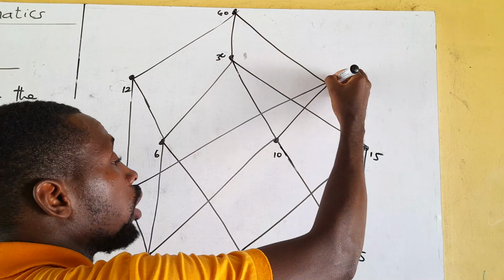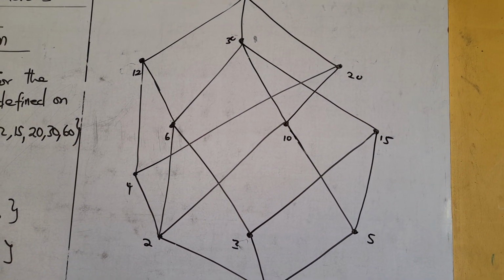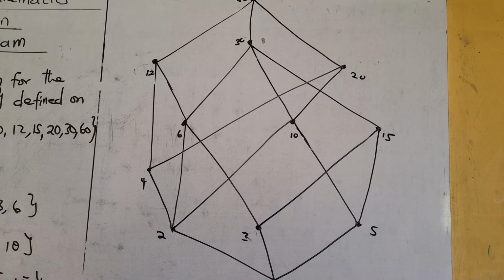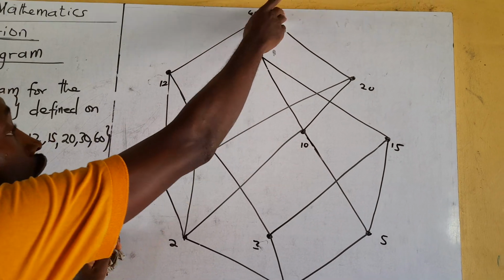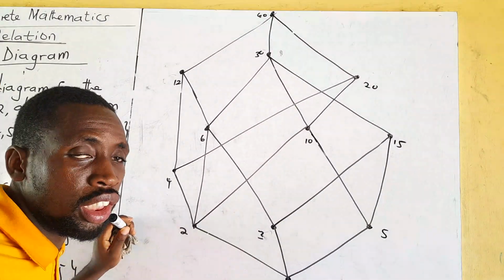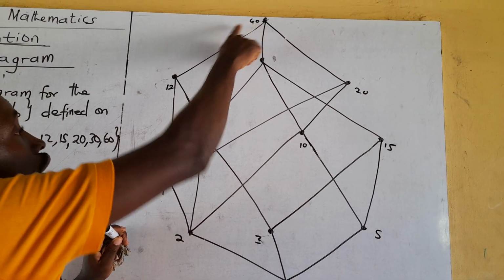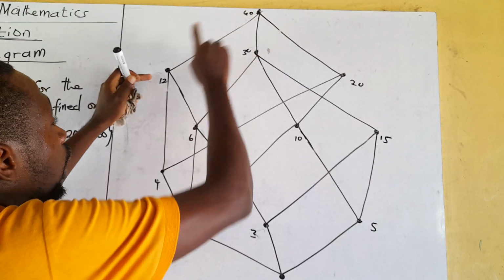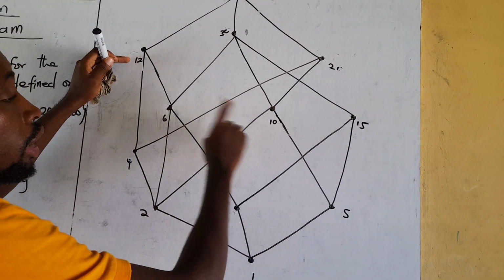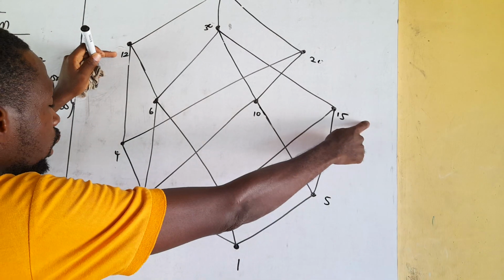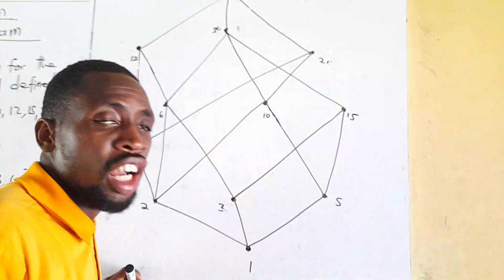Then 20 is also a factor of 60. Then this becomes our Hasse diagram for that relation. So if you look at it, when you need the factors of 60, it will be everything that is connected to 60 and anything that is connected under it. So factors of 60 will be 60 itself, 12, 30, 20, 6, 10, 15, 4, 2, 3, 1, and 5. I hope you get that.